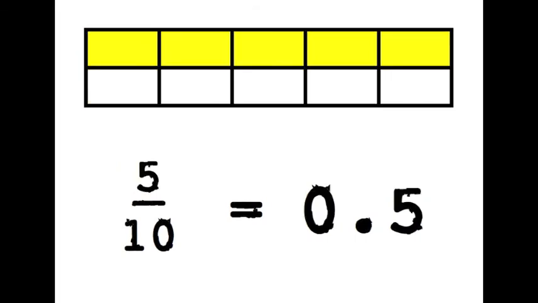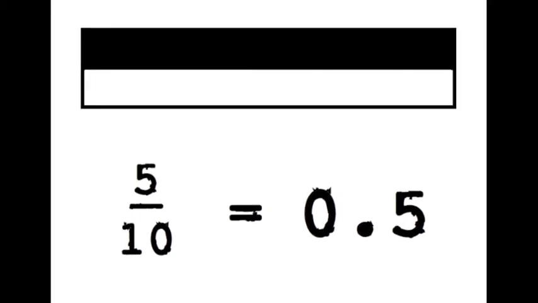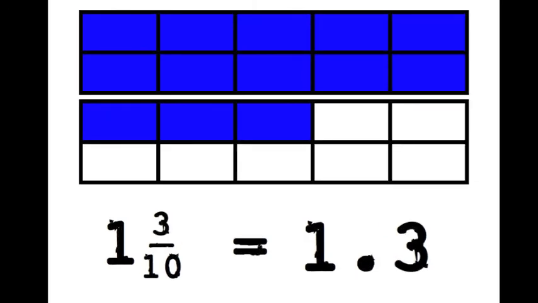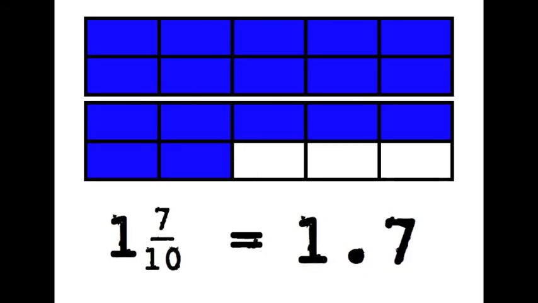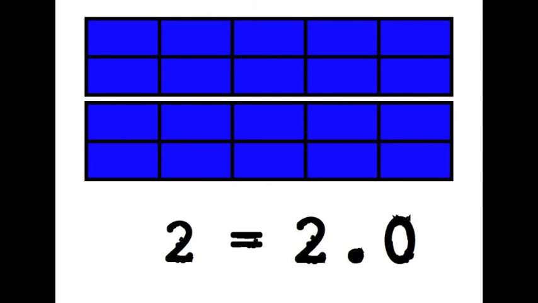5 over 10, or 0.5. You remember that it's kind of the same as a half. Look at it. Right, one whole thing has been coloured in. And 3 out of 10 of the next are coloured in. 1.3. 1 and 7 tenths is the same as 1.7. 1 and 9 tenths is the same as 1.9. There they are, they're both coloured in. 2 is the same as 2.0.